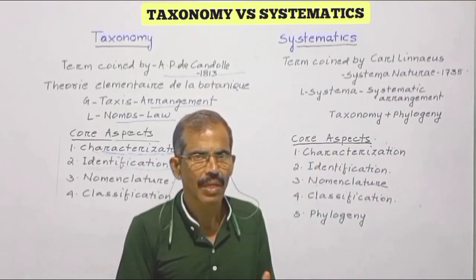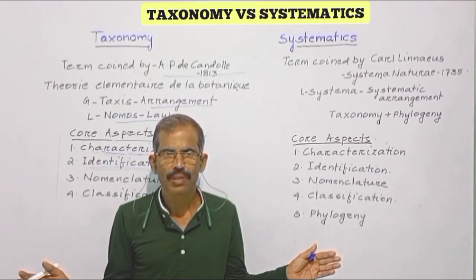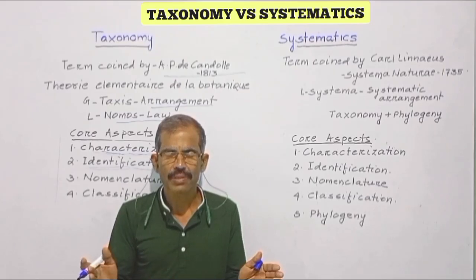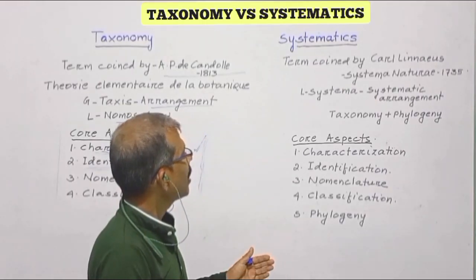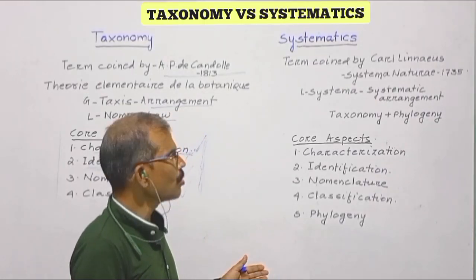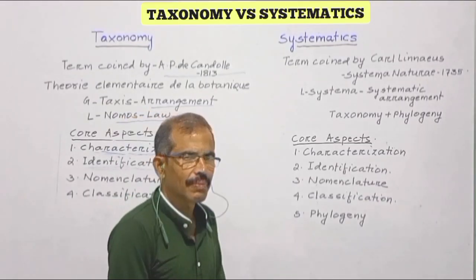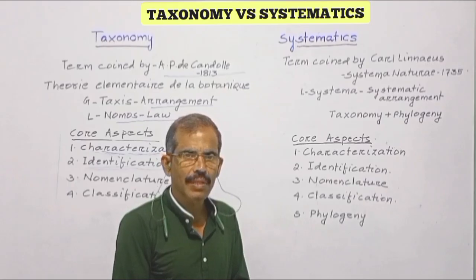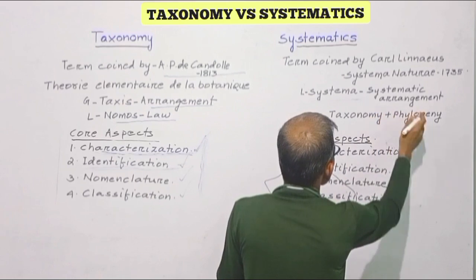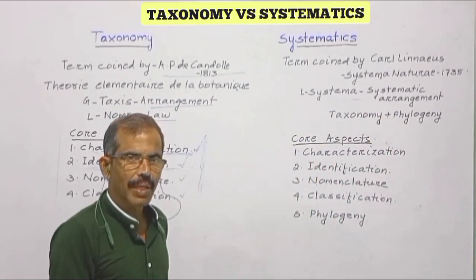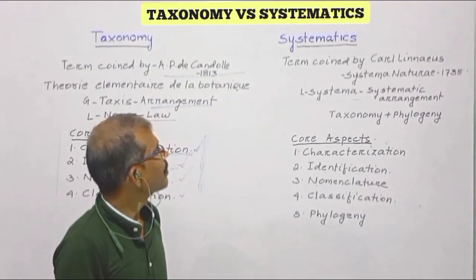Next, come to systematics. Systematics is a broader discipline of biology that includes taxonomy plus phylogeny. The term systematics was coined by Carl Linnaeus in his book Systema Naturae, which was published in 1735. The term systematics is derived from a Latin word systema, that means systematic arrangement. So systematics is the arrangement of organisms in a systematic way.